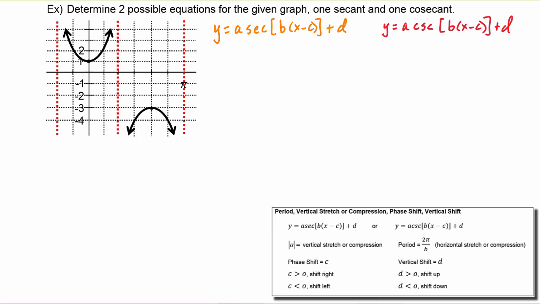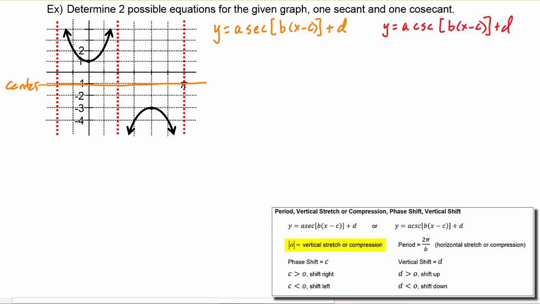Now, when we look at this graph and we want to find a, what you can do physically looking at the graph is find the vertical center of the graph. So this upper value is here at 1. This lower value is here at -3. Halfway between -3 and +1 is -1. So this is sort of the vertical center of the graph.